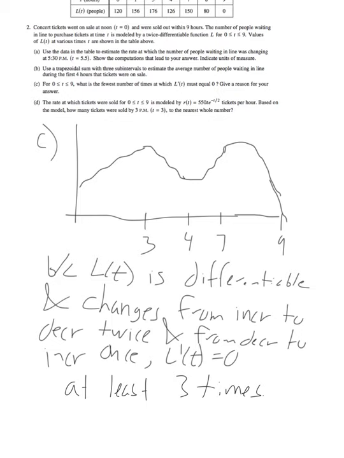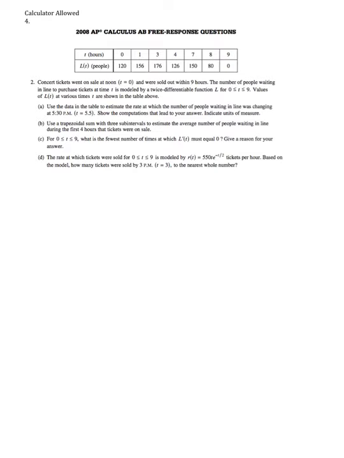Once again, I'm going to clear this out of the way so that I have room for part D. Go ahead and pause, write it down if you need to. So last part, part D, we're given this equation. Let me slide it back down for us here. We're given this equation that models the rate at which tickets were sold in terms of tickets per hour. Based on this model, how many tickets were sold by 3 p.m.? Which is t equals 3.